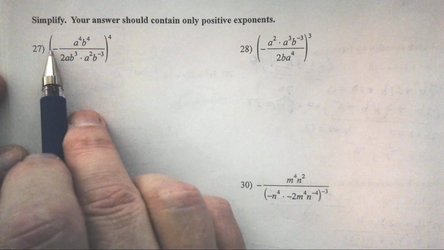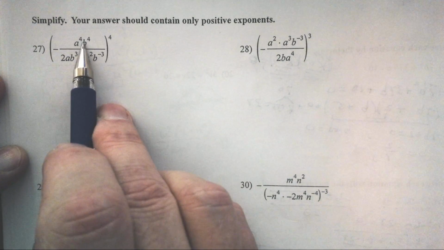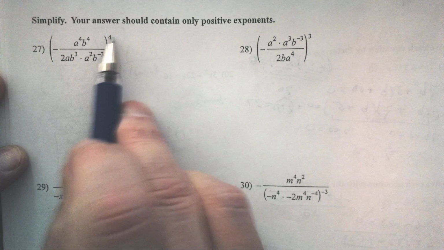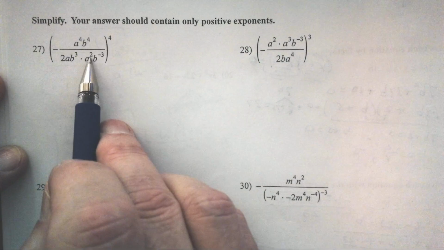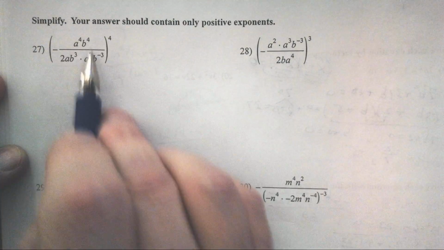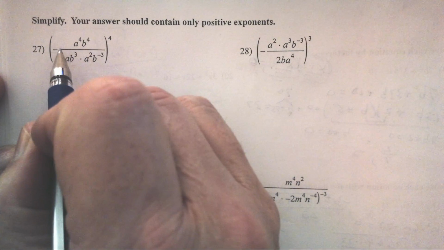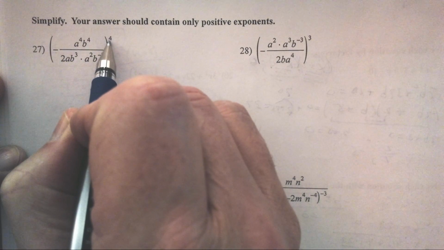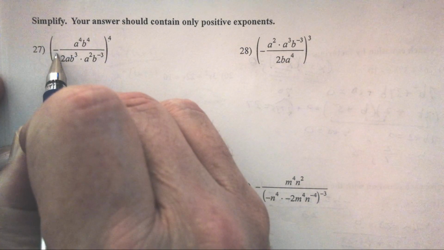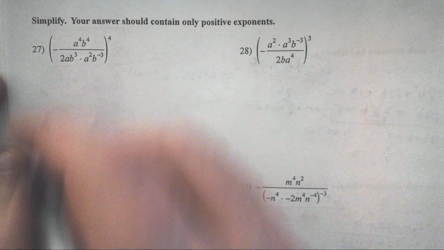You actually could take the negative to the fourth, make it positive, take this a to the fourth, make it a to the 16th, b to the 16th, 2 to the fourth, a to the fourth, b to the 12th, a to the 8th, b to the negative 12th. But I'm going to go ahead and simplify inside of here first. Although I am going to go ahead and notice that, hey, eventually this negative is being taken to the fourth. Since we have a negative taken to the fourth, ultimately we're going to have a positive.